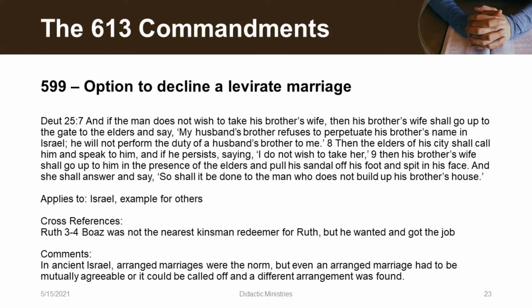In ancient Israel, arranged marriages were the norm, but even an arranged marriage had to be mutually agreeable, or it could be called off, and a different arrangement was found by other clan members. Ruth chapters 3 and 4 point out that Boaz was not the nearest kinsman redeemer for Ruth, but because he wanted the job, his relative stepped aside and let him take Ruth as his wife.